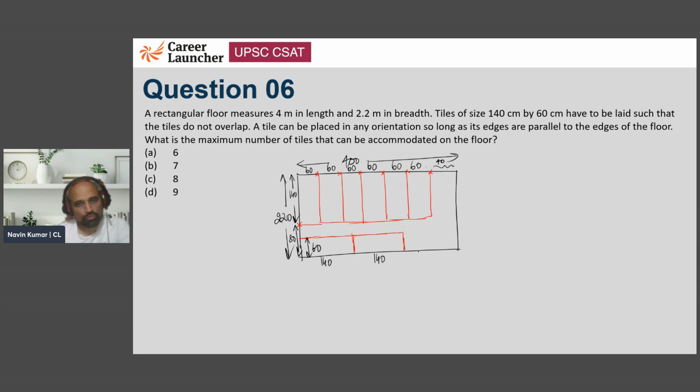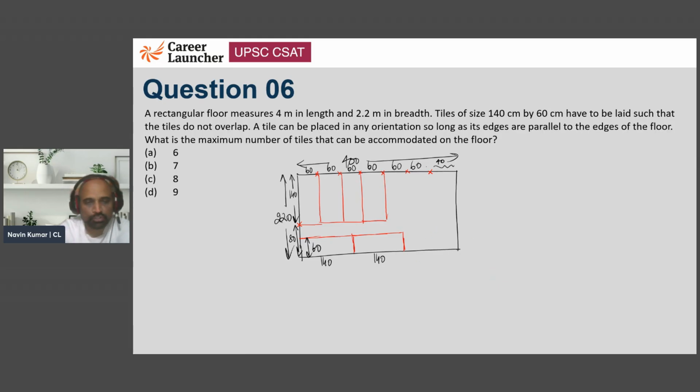Now, what if I start putting the tiles from the bottom but vertically? But for that, I will have to get rid of this particular 60. If I do that, this is only 100. What if I get rid of this one as well? So we have got 4 plus 2, 6.